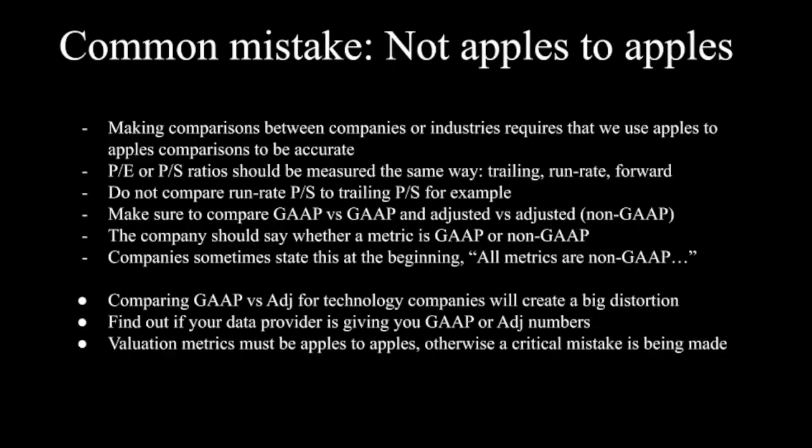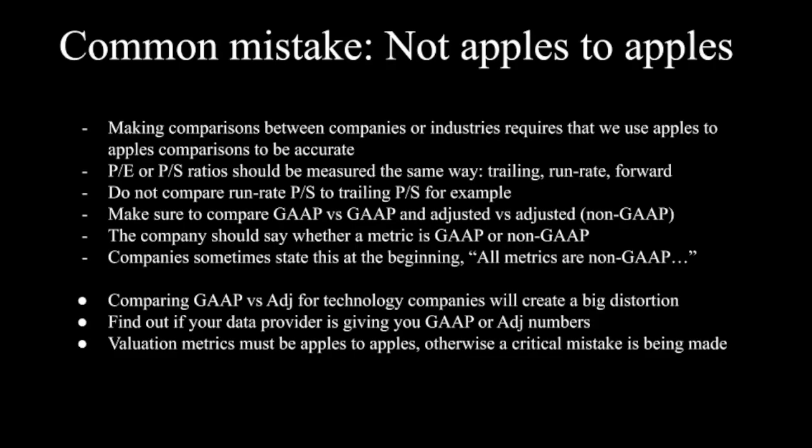Let's get into some common mistakes that growth investors make with value. And the first one is not doing apples to apples comparisons. When we start doing comparisons between different companies or industries, it requires that we use apples to apples comparisons so that everything is accurate. What that means is that PE or PS ratios should be measured the same way, whether that's trailing, run rate, or forward looking. So we wouldn't want to compare a run rate price to sales versus a trailing price to sales, for example, on two different companies.